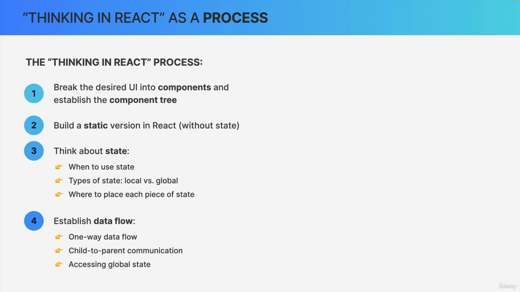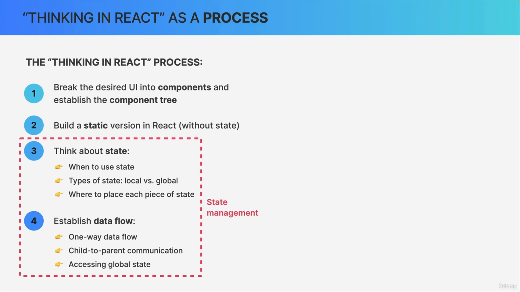This includes thinking about one-way data flow, child-to-parent communication, and the way global state should be accessed. So these points 3 and 4 is what we collectively call state management, which is the main focus of this section. Now, of course, this is not a rigid process that we always need to follow to the letter. In practice, there's always a lot of back and forth between these different steps, and things are never this linear. But it's still good to have a process like this as an overall guideline.